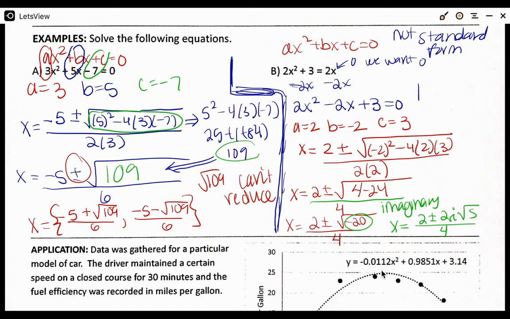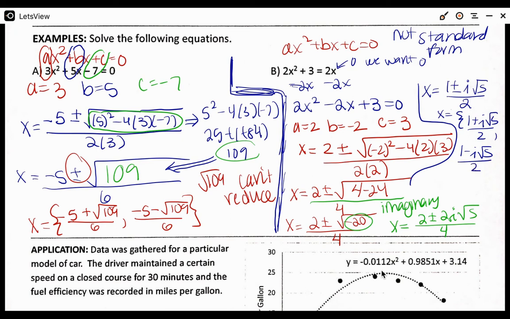Okay, so let's go up here now. So x is equal to 1 plus or minus i square root of 5 over 2. See, we divided all the 2's out. So x is equal to 1 plus i square root of 5 over 2, and our other one is 1 minus i square root of 5 over 2. So that's our x value. So this is our two x's. We still had two x's, and they're both imaginary numbers.